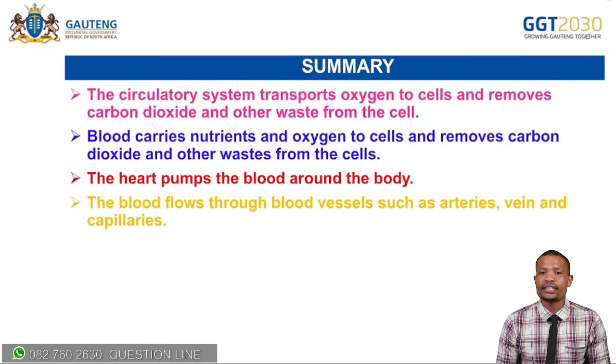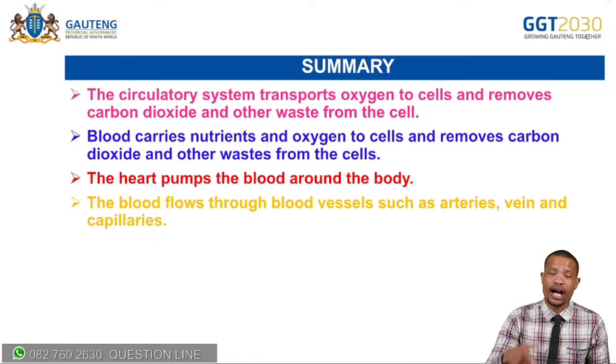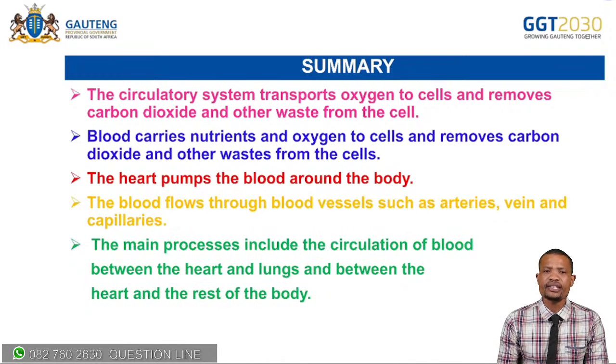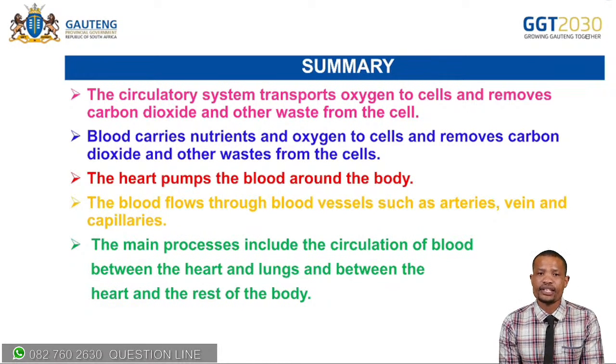And the veins carry deoxygenated blood to the heart. They carry it to the heart from different parts of the body. And the capillaries allow for the diffusion of gases and nutrients between cells and the blood vessels.